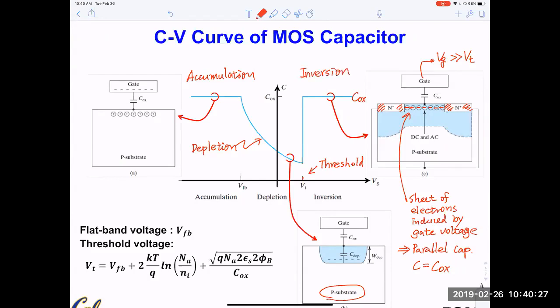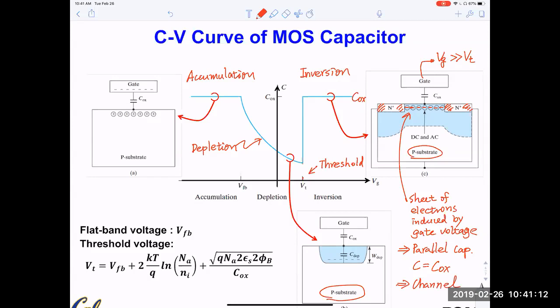Again, these are standard terminology for MOS. Everybody uses the same terminology. Why inversion? Because this is a p-type substrate, but we have created mobile electrons there. It's an inversion of the doping type, so it's called inversion. We refer to this sheet of electrons as the inversion sheet or inversion channel. Later on, when we talk about the transistor, we will be referring to this sheet of electrons as a channel. We will call that a channel.